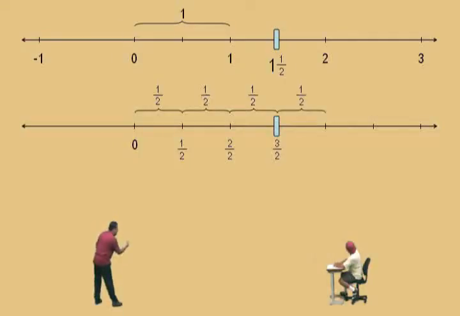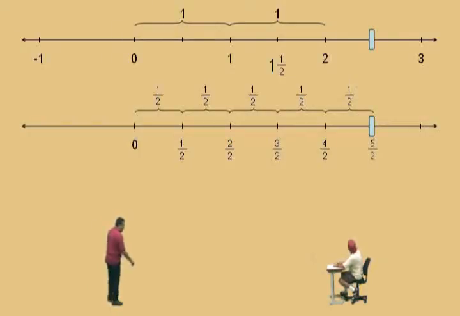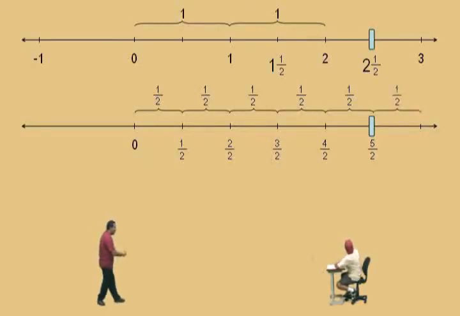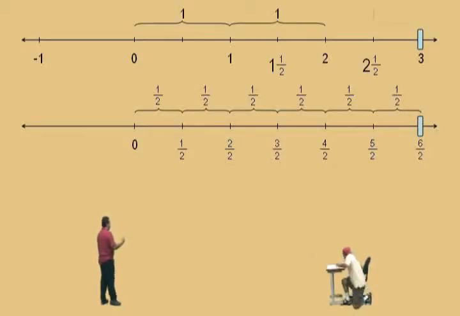If we add another half, how many halves do we have, Charlie? 4 halves. 4 halves, there you go. And 4 halves is the same as what, Charlie? 2. 2, because 4 divided by 2 is 2. That's right. All right, let's continue on. Let's add another half. How many halves do we have now? 5 halves. 5 halves, very good. As a mixed number, it's what? 2 and another half. There you go. Now, let's add one more half. And how many halves do we have, Charlie? 6 halves. 6 halves, that's right. And 6 halves is the same as 3.